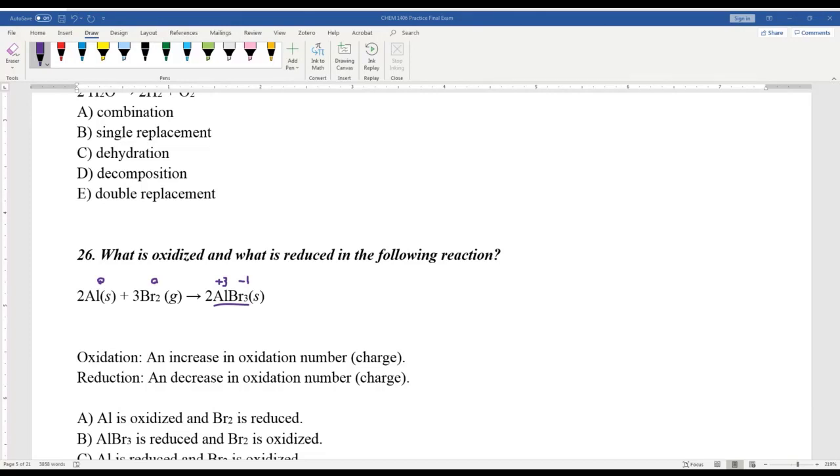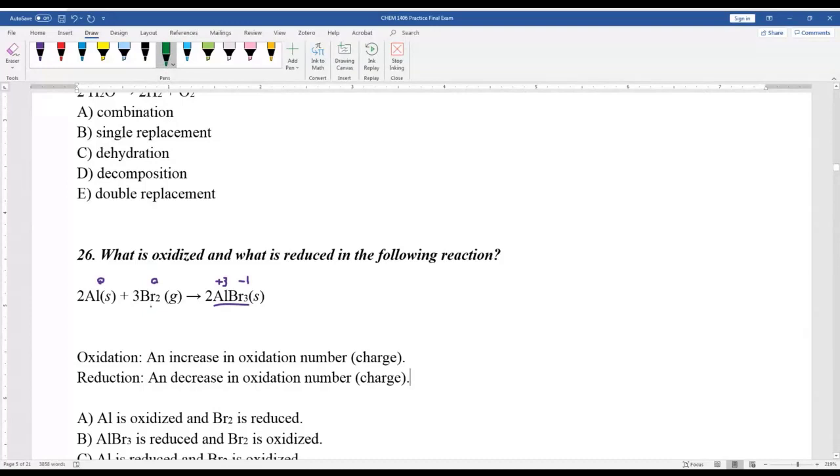So bromine going from 0 to -1 is an increase? Yeah, so aluminum goes from 0 to +3, so the charge increases. Bromine goes from 0 to -1. That's a decrease in charge, or making more negative. So bromine is reduced and aluminum is oxidized.